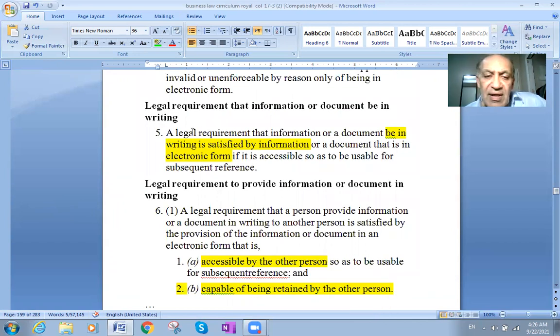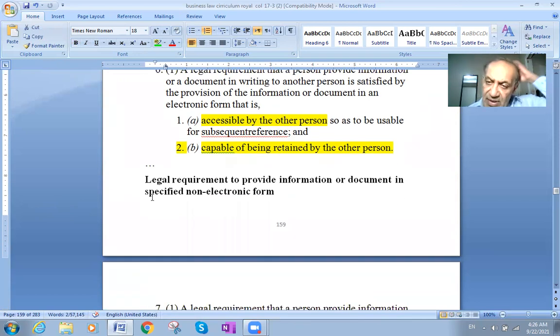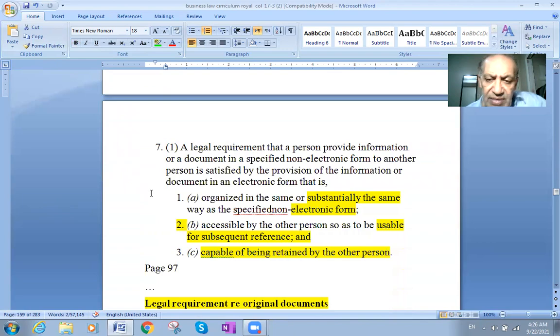Usually, a legal requirement that information or documentation be written is satisfied by information or a document in electronic form if it is accessible so as to be usable for subsequent reference. So using the electronic version will be better.